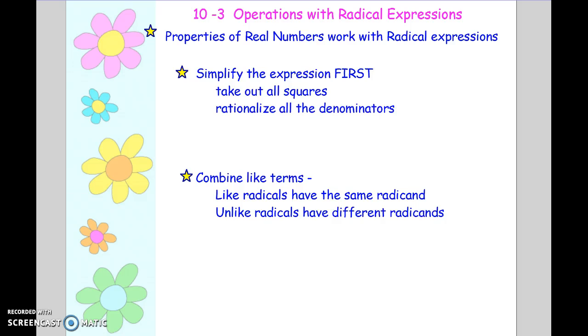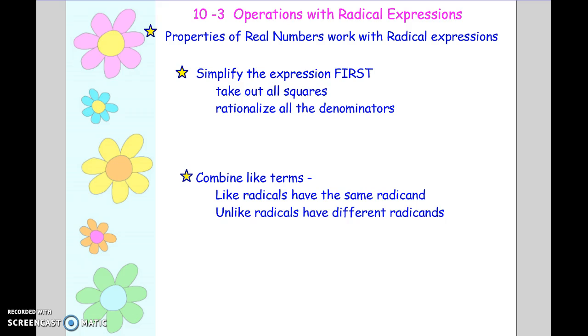So this is 10.3, operations with radicals. It's the next section that we're going to be doing. Basically, when you're working with radicals, you will treat it similar to when you were working with just variables. The only difference is that you want to make sure that you simplify the radicals as much as you can.